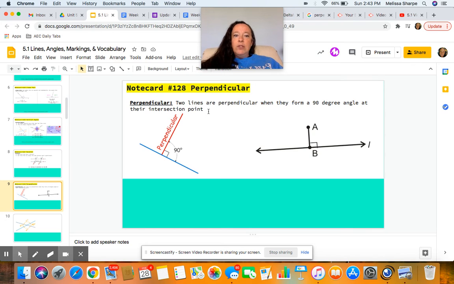All right, note card 128, perpendicular. Two lines are perpendicular when they form a 90-degree angle at their intersection point. So right here, this blue line and this red line, they form a 90-degree angle, and you see the little box. That means perpendicular. And on this image as well, we've got a little box, so I know that line AB is perpendicular to line L. Pause me and finish up note card 128.